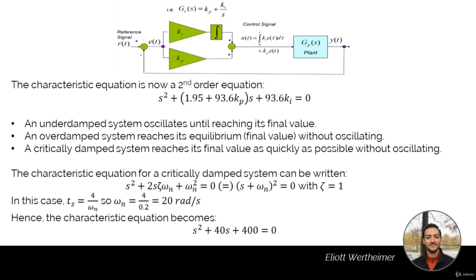So here, because we want a settling time of 0.2 seconds, we can write that omega n is equal to 20 radians per second. So the characteristic equation in this case becomes s squared plus 40s plus 400 equals 0. This is the characteristic equation for our system to be critically damped and have a settling time of 0.2 seconds.